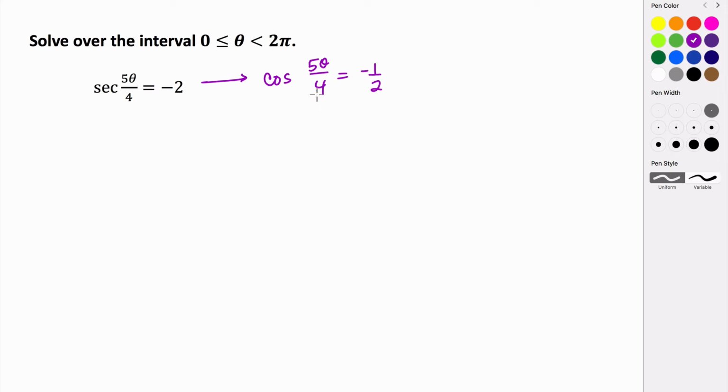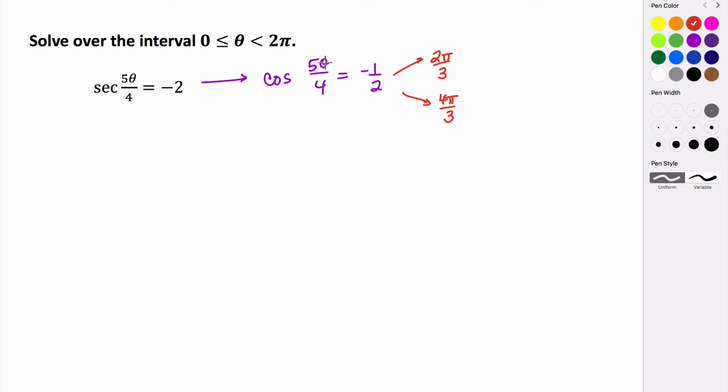We're going to ignore this 5 theta over 4 and treat it as if this was the cosine of theta. And we ask ourselves, where is the cosine equal to -1/2? Well, we know that these are going to be angle measures in the third and fourth quadrant, and that's going to happen at 2 pi over 3 and also at 4 pi over 3. So we're going to have two different equations that we're dealing with: one for the 2 pi over 3, and another for our 4 pi over 3.